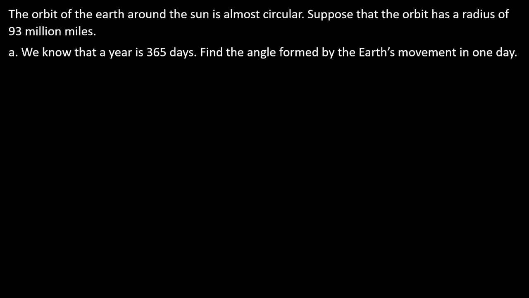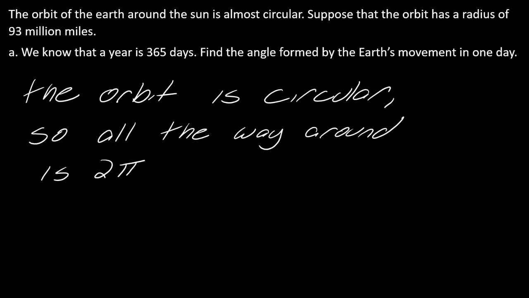Okay, and so I have a handful of application problems related to this, so I wanted to do one in this video. I have another example video where I do a bunch of these. Okay, so let's talk about this one though. The orbit of the Earth around the Sun is almost circular, so suppose that the orbit has a radius of 93 million miles. We know that a year is 365 days, so find the angle formed by the Earth's movement in one day. Okay, so we're talking about an angle, so that's theta.